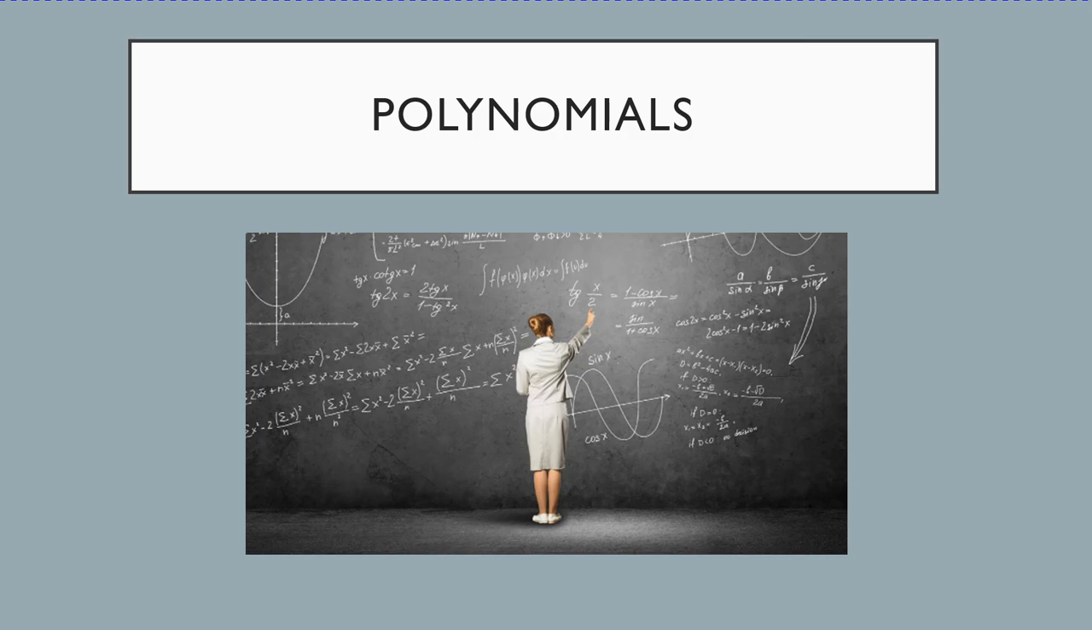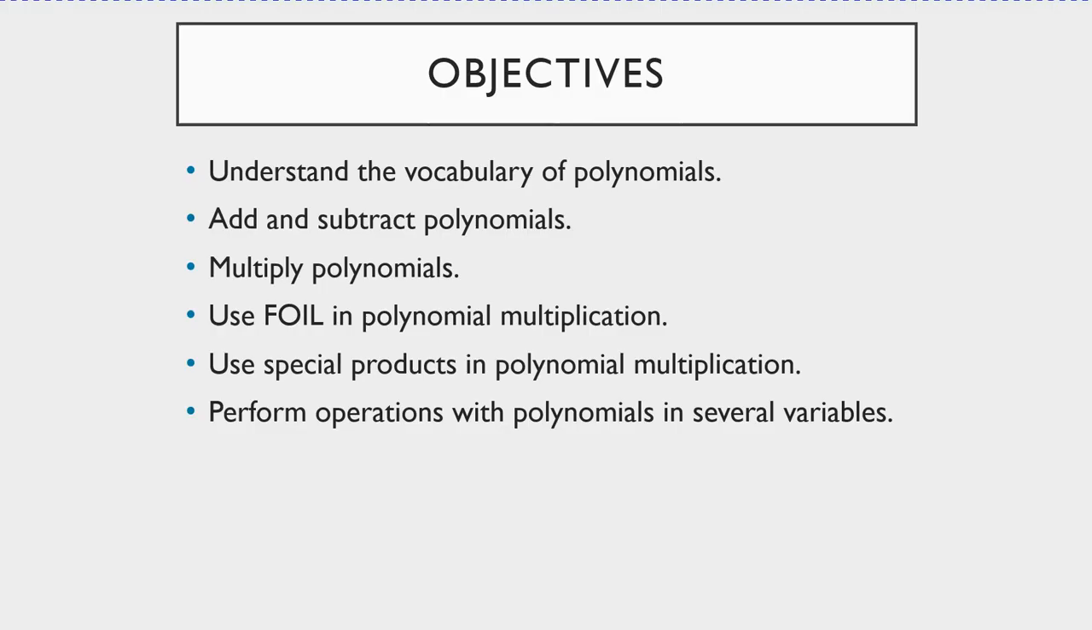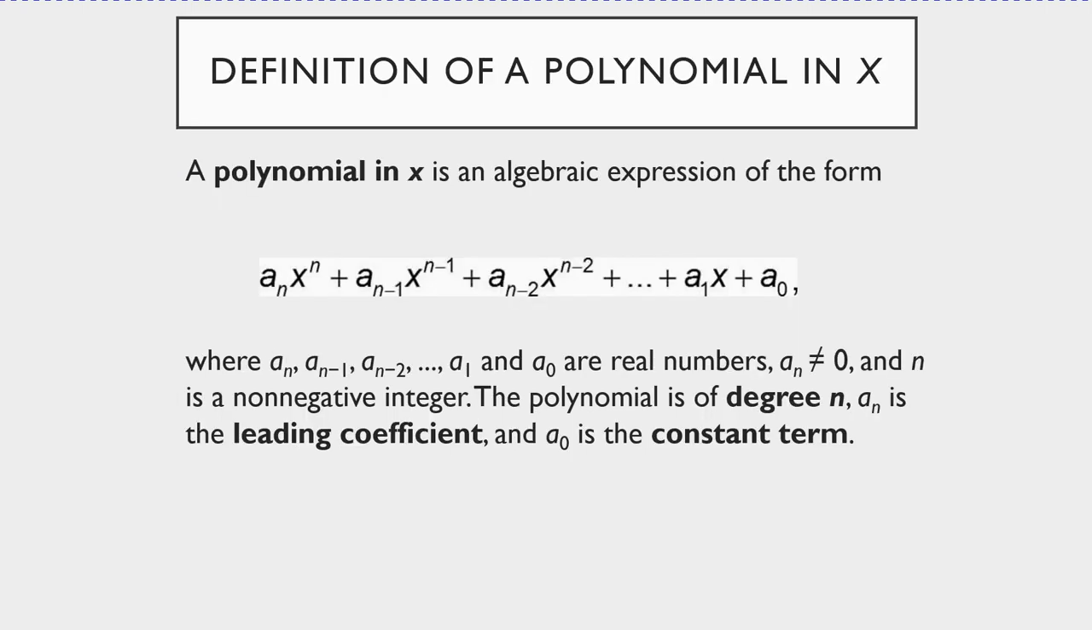basic operations on polynomials. So in this lecture here, we're going to understand the vocabulary of polynomials. Then we're going to start talking about some simple operations on polynomials. We'll talk about how you add and subtract polynomials, how you multiply polynomials. Dividing polynomials is a little bit tricky, and we'll deal with that in a different lecture. We'll talk about how you use FOIL in polynomial multiplication, and we'll talk about using special products in polynomial multiplication. And then finally, the last thing we'll do is talk about how you perform operations with polynomials in several variables.